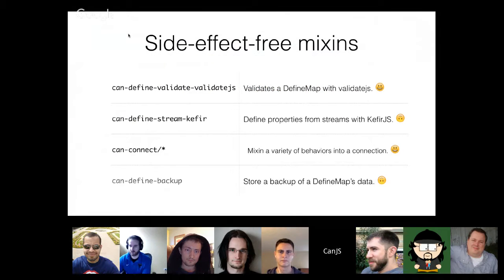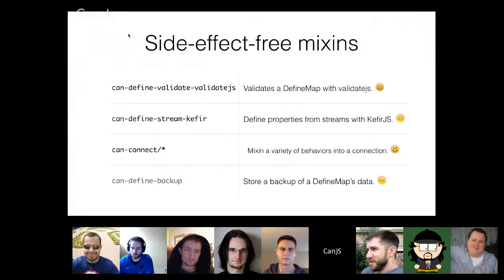So we've started working on a few of these side effect-free mixins. Can-define-validate-js is built this way. I've got a version of can-define-stream-kefir that isn't published that works this way. Can-connect is built this way from the beginning. And can-define-backup, I've got a version of that isn't published that's being worked on. So this is how all mixins should be written going forward in CanJS.